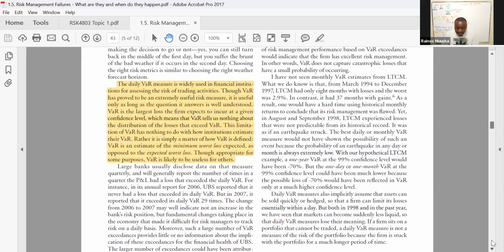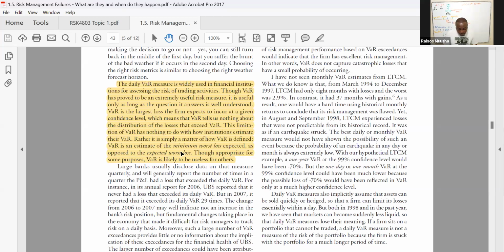The value at risk is an estimate of the minimum worst loss expected as opposed to the expected worst loss. Remember, the expected worst loss, by definition, although in Rsk4803 we don't discuss it, we refer to it as the expected shortfall. But we're not going to look at it in Rsk4803. We're going to look at it in Rsk4805. That's when we are going to look at it in detail.